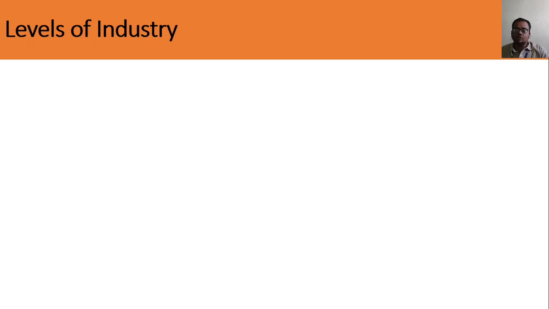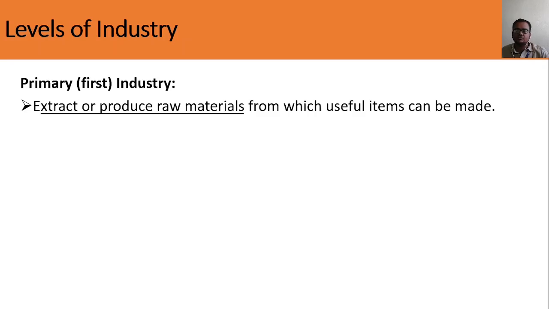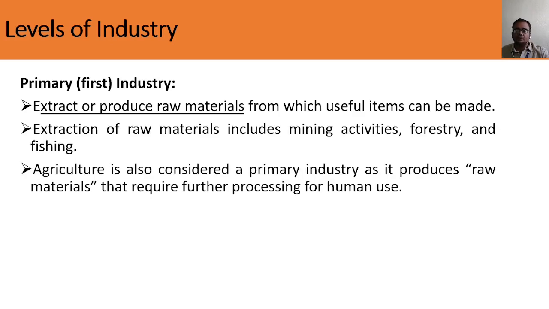Now we look up to the different levels of industry. Basically, an industrial engineering principle or tool can be applied to any industry. As informed, it can be a manufacturing industry, it can be a service industry. There are few industries which have been categorized as the primary, secondary, and tertiary. The primary industry corresponds to the one which directly produces the raw materials from which we can make certain useful items. Those extraction of the raw materials includes your mining activities, forestry, agriculture, fishing, and many more.